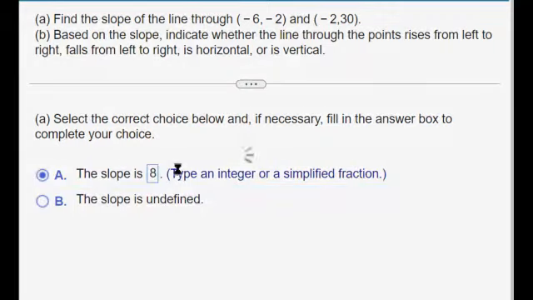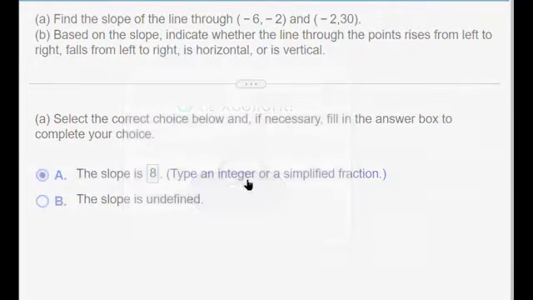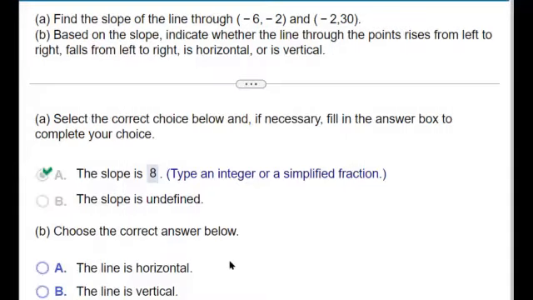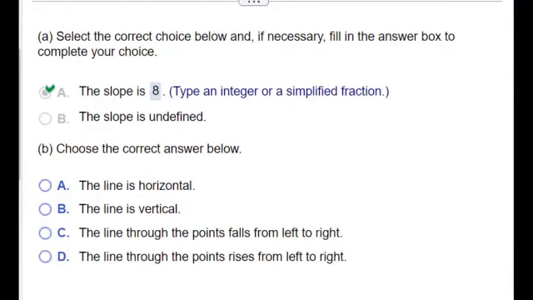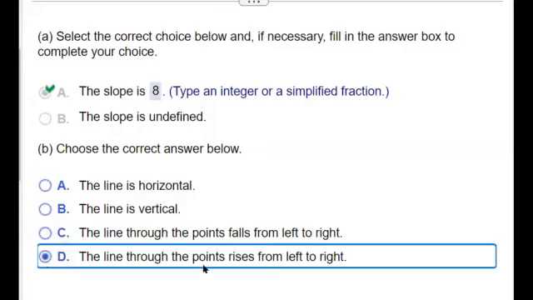So with a slope of 8, don't type m equals 8, just type 8. The slope is 8. And having a slope of 8, it's positive, so it rises.